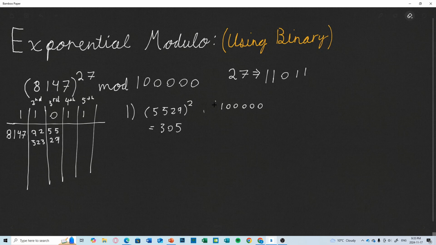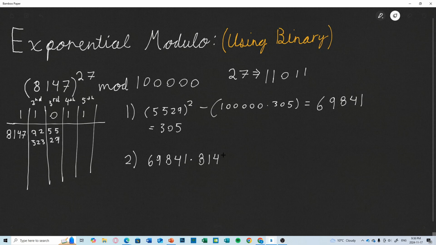So if we subtract now 5529 by 100,000 multiplied by 305, this will give us our new answer of 69,841. But we're not done, because since our digit was a 1, this means that we still have to do our second step, which is taking our answer from the first step, which is 69,841, and multiplying it by our original value inside of our bracket, which is our 8147.